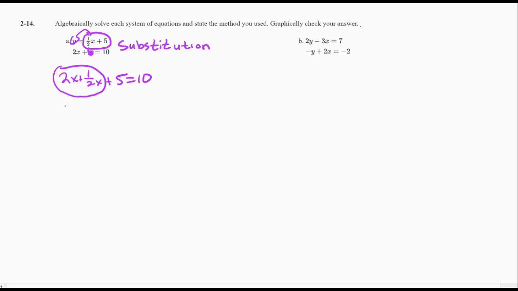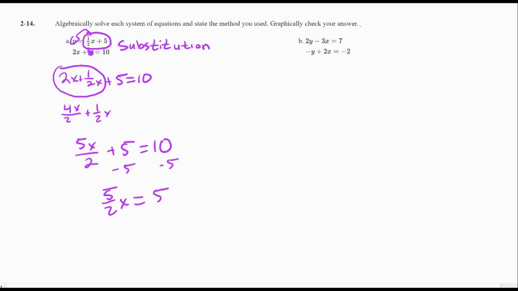So I'm going to combine like terms here. I'm changing 2x into 4x over 2 so that I can combine like terms here and get 5x over 2 plus 5 equals 10. Then I'm subtracting 5 from both sides. So I got 5/2 x equals 5. And now I'm going to multiply both sides by 2 over 5 because that would cancel all this out and tells me that x is equal to 2.